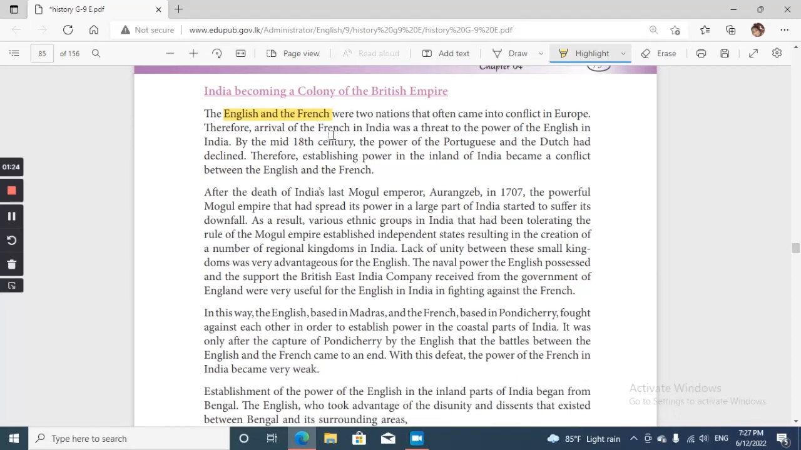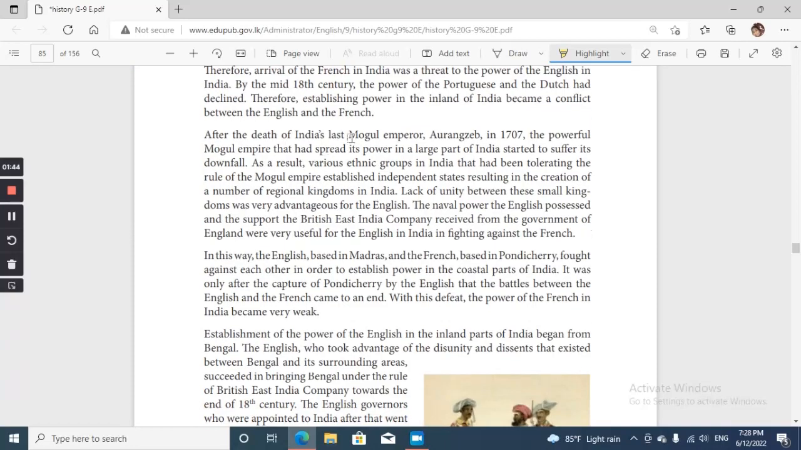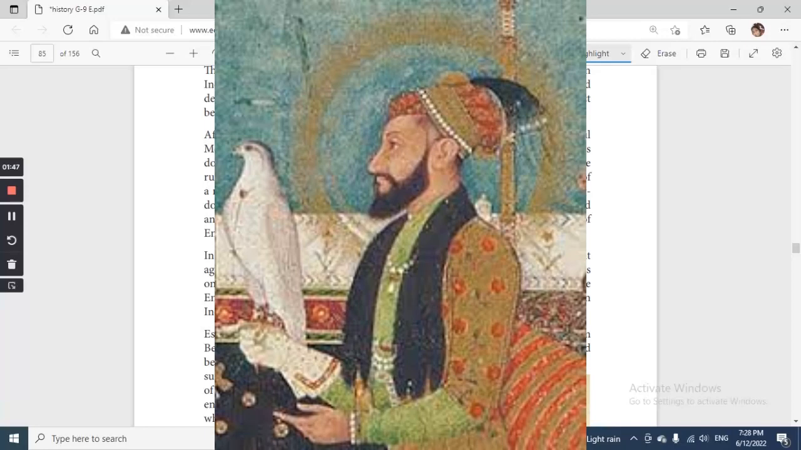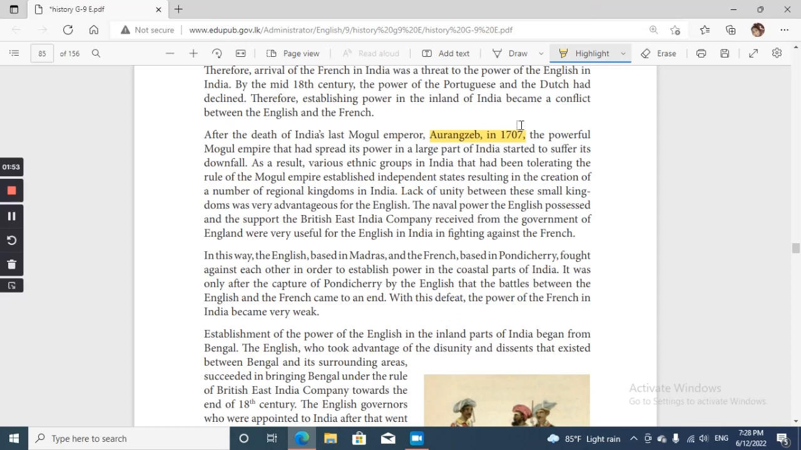By the mid 18th century, the power of the Portuguese and Dutch had declined, and therefore the English and the French were fighting to establish their power in India. After the death of Aurangzeb, the last Mughal emperor, in 1707, the Mughal Empire suffered a downfall.